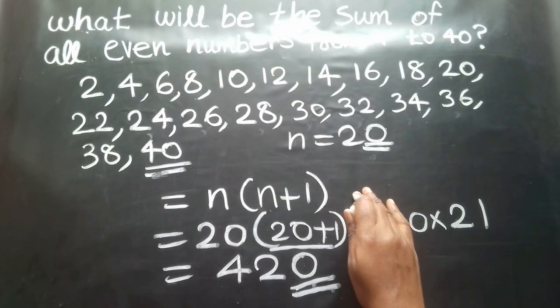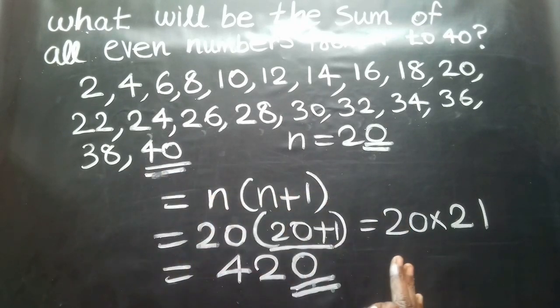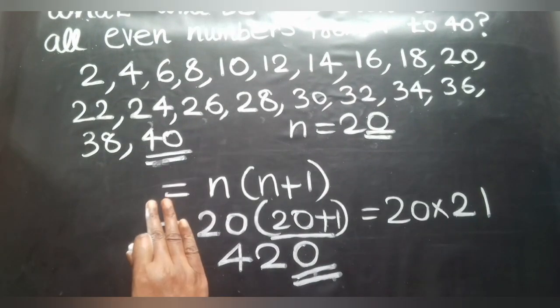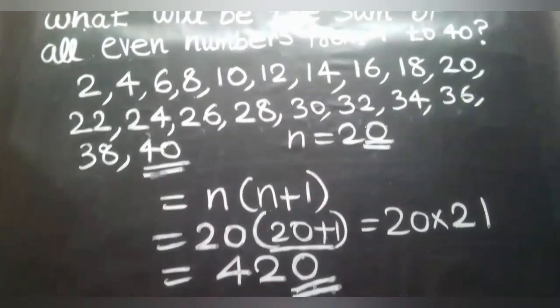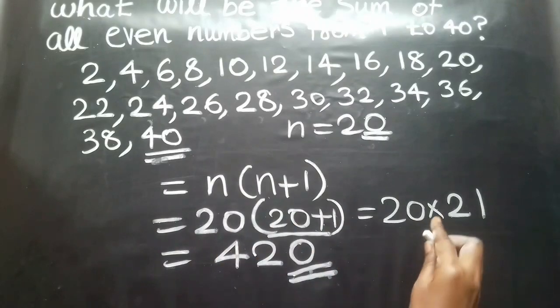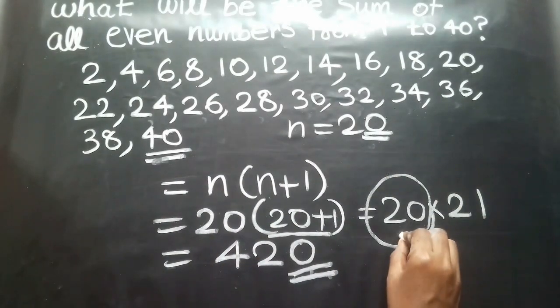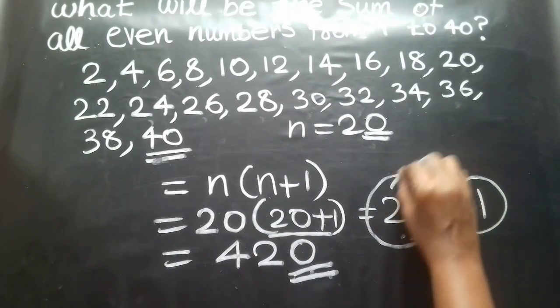This is a very simple method, that is n into n plus 1. What is n? The number of even numbers. So in order to find the sum of even numbers, here our question is we have to calculate all even numbers from 1 to 40. We have to count the number of even numbers and then multiply it with the next number.